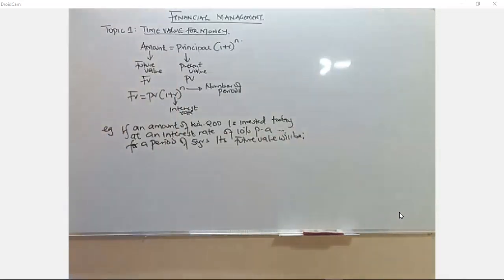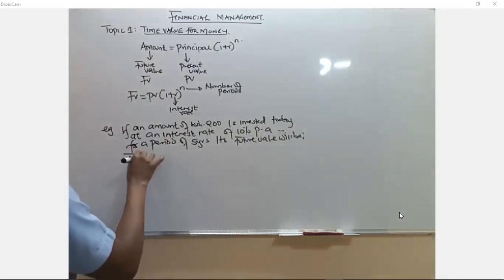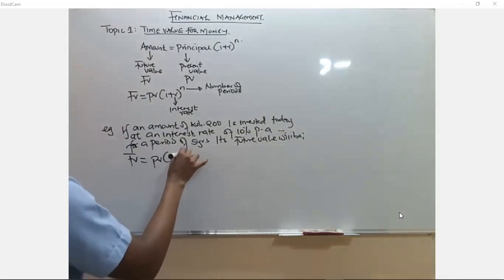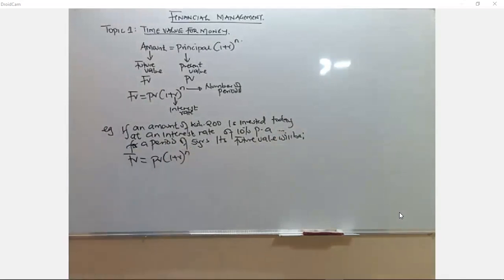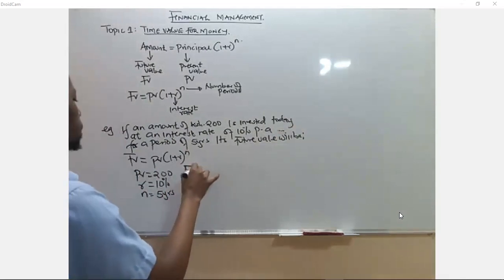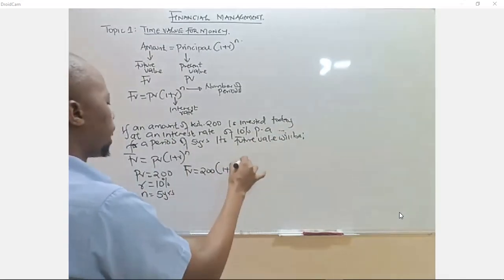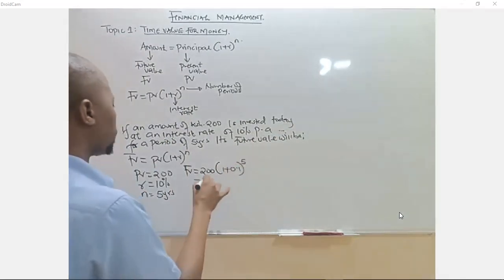So in this case, I just come here and direct my formula. The future value, we normally get it by taking the present value times 1 plus r, raised to power n. The present value of mine becomes 200 shillings, the rate given here is 10%, and n is 5 years. So to determine my future value, I take 200 times 1 plus the rate, which is 0.1, raised to power 5. So how much is my future value?